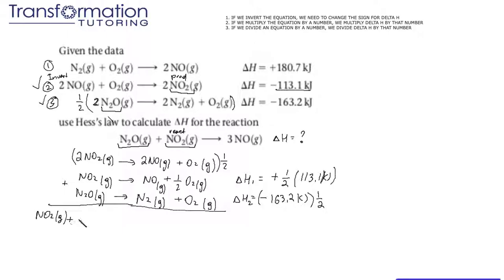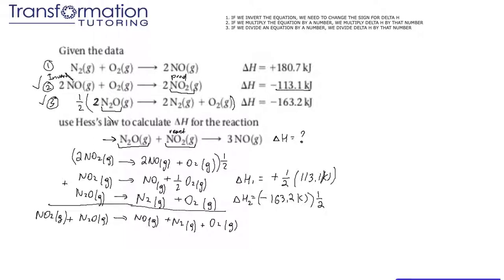So right now, my equation is NO2 gas plus N2O gas goes to NO gas plus N2 gas plus O2 gas. Okay, comparing this equation to the overall reaction, I see that NO2 is taken care of, it's here, and N2O is also taken care of, so the left side is perfect. But on the right side, instead of 3 NO, I have only 1 NO, and I also have N2 and O2, which I do not need here. I need to get rid of it.